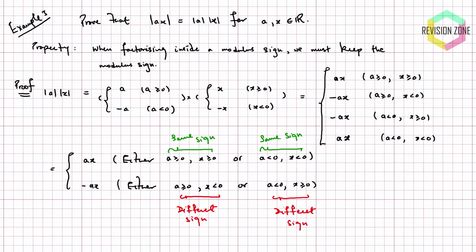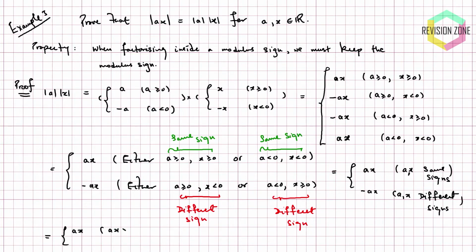Okay? So in other words, I can tidy this up a bit more and say this is the exact same thing as ax where a and x have the same sign, and it's negative ax where a and x have different signs. This is just so much nicer as a way of writing it out. But another way of equally writing that is to say it's ax where a times x is non-negative, and it's negative ax where a times x is negative.